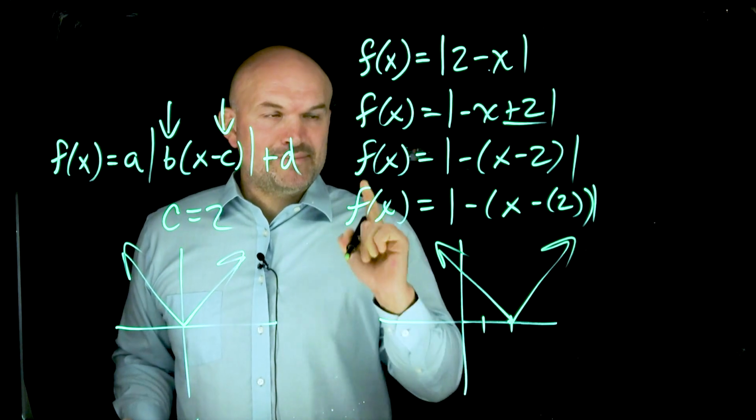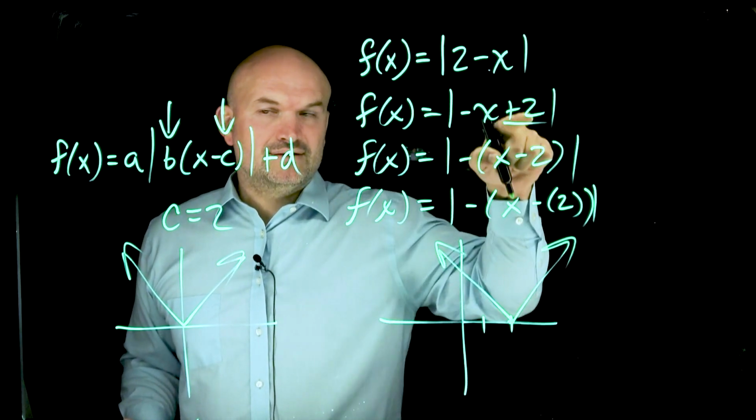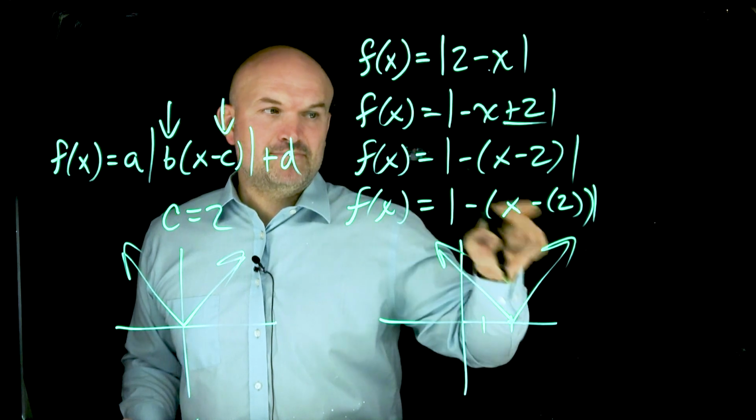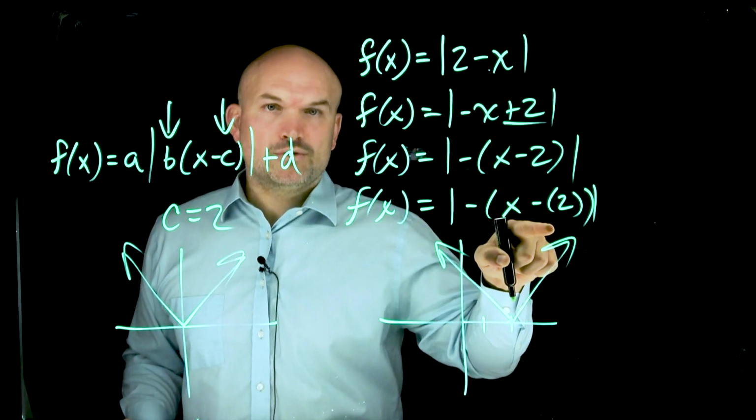So just make sure, do not make the most common mistake. When you have a B and you have a C, make sure you factor out the B to properly understand what the correct horizontal shift is.